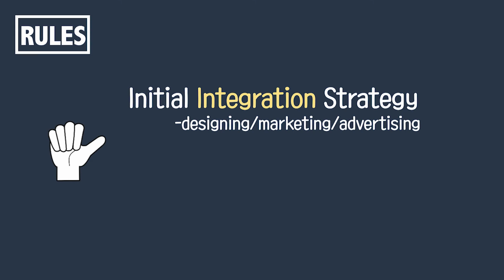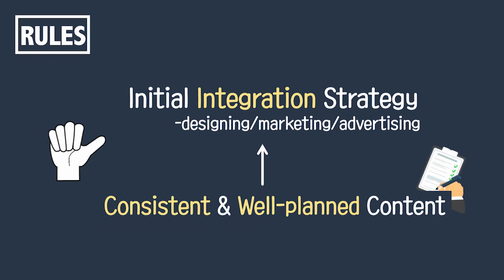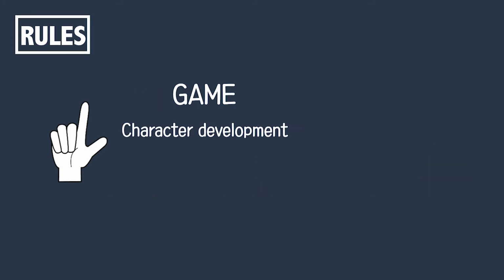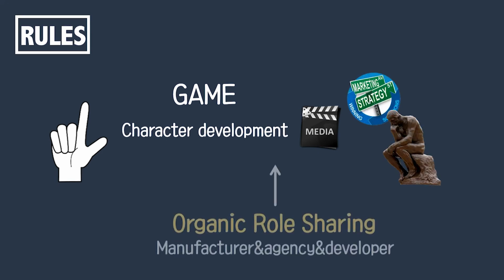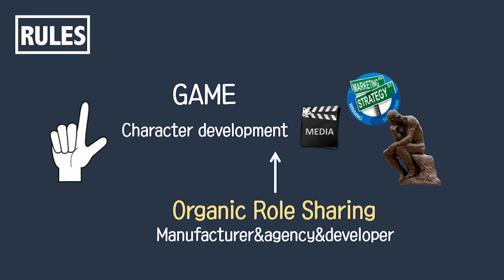First, the initial integration strategy of designing, marketing, and advertising should be based on consistent and well-planned content. Second, it is necessary to develop a game that includes character development considering the characteristics of media, marketing strategy for multi-use, and developers' philosophy through the organic role sharing with manufacturer, agency, and developer.